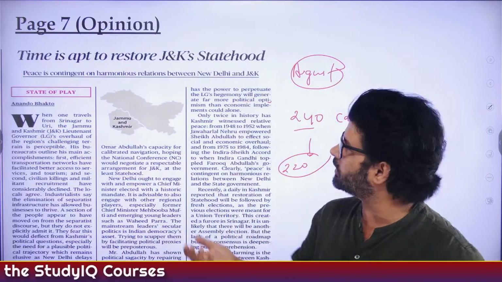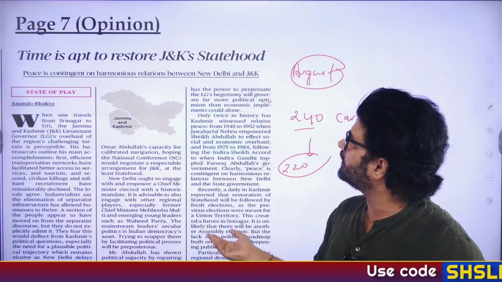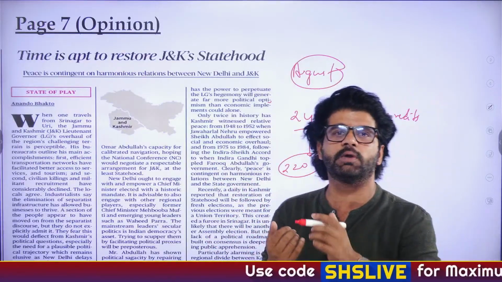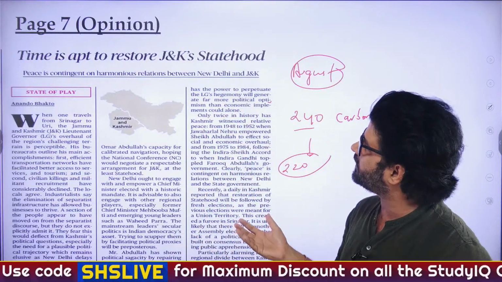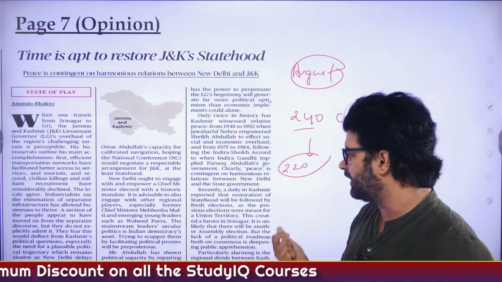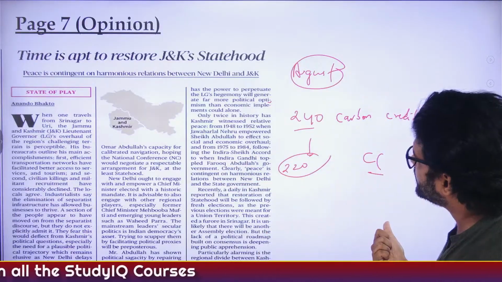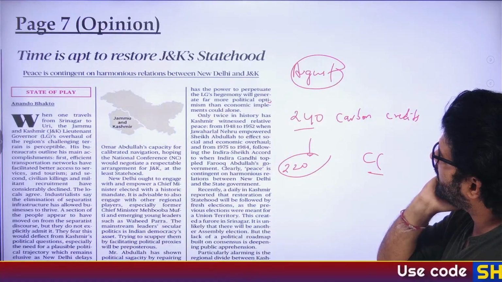But according to other political experts, and the Supreme Court also, statehood has to be restored because that means giving power to the people of Jammu and Kashmir. According to this particular opinion on page number 7, things have changed, and then they are talking about one particular term which is very important, which we have to understand from the exam perspective. So this editorial opinion is important from both prelims as well as mains perspective.